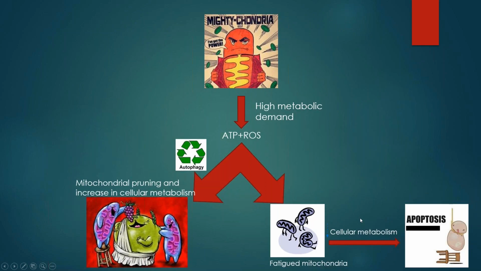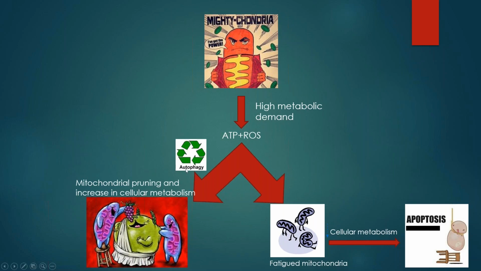So how is it possible that you have a lot of ROS and still you have a healthy metabolism going on? So this picture shows you this is a mighty mitochondria. It's saying that I can burn everything off, but ultimately what happens is that under normal condition the ROS will make it fatigued and it will drop out slowly, and then it will induce apoptosis. But suppose you have a mechanism which can take care of the ROS and the damaged mitochondria. In this case, we hypothesize it to be autophagy itself.